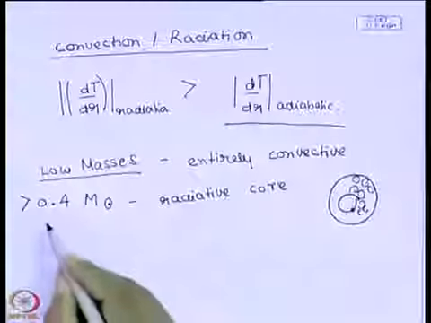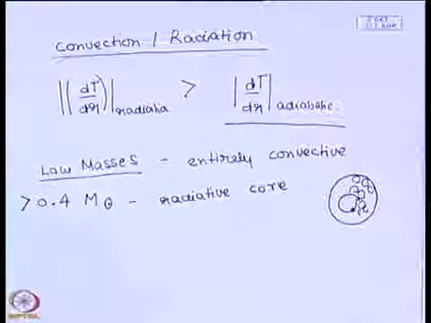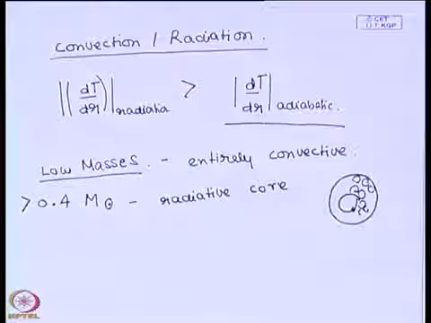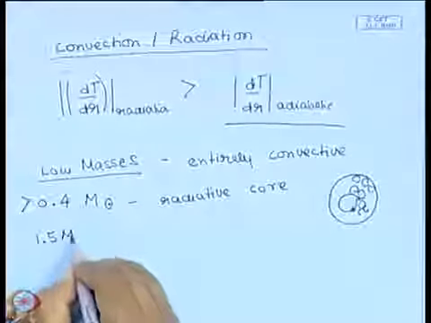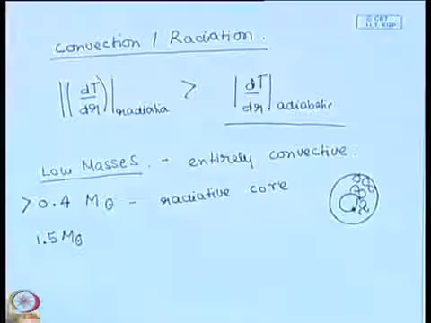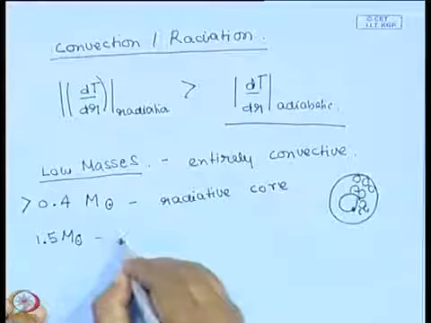Then as you keep on increasing the mass, if you look at stars of more and more mass, the radiative core keeps on increasing. For the sun, we have seen that 70% from the inside the energy is transported radiatively, and in the outer 30%, the energy transport is convective. Okay. When you reach 1.5 solar masses, the energy transport is entirely radiative.